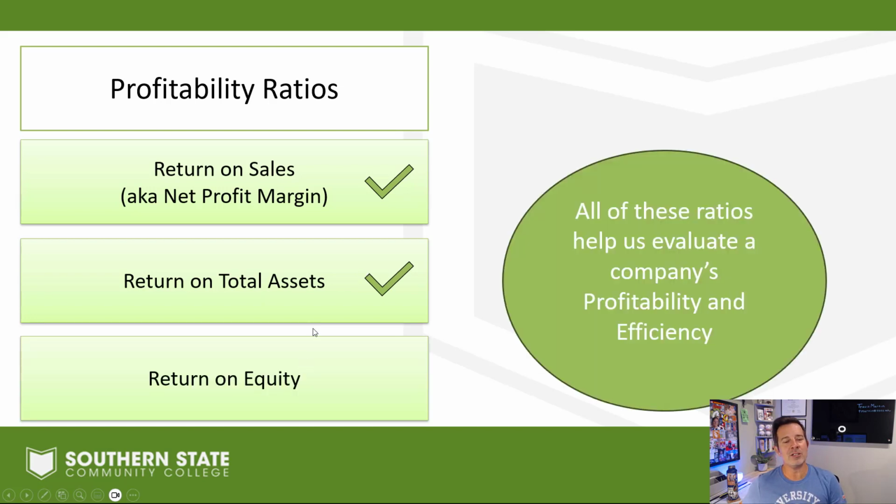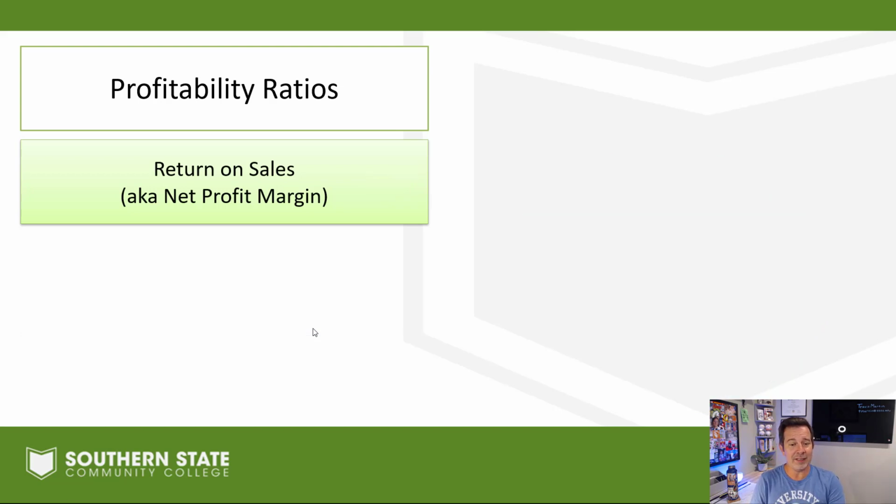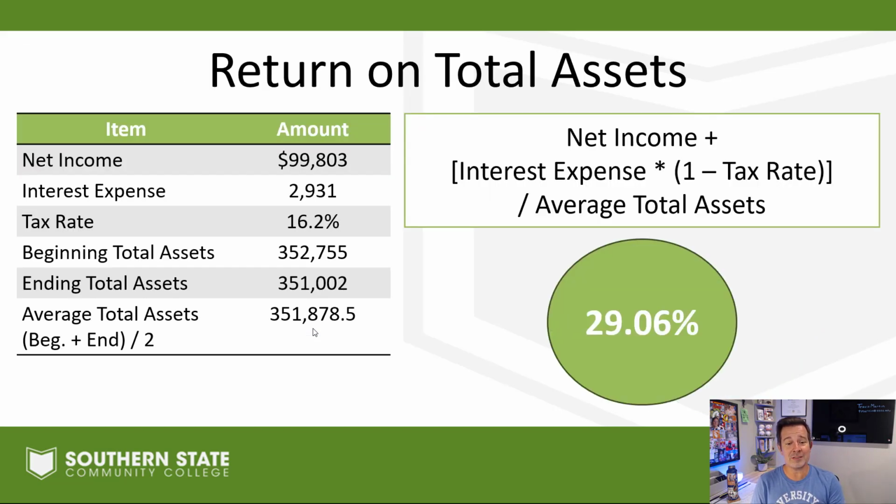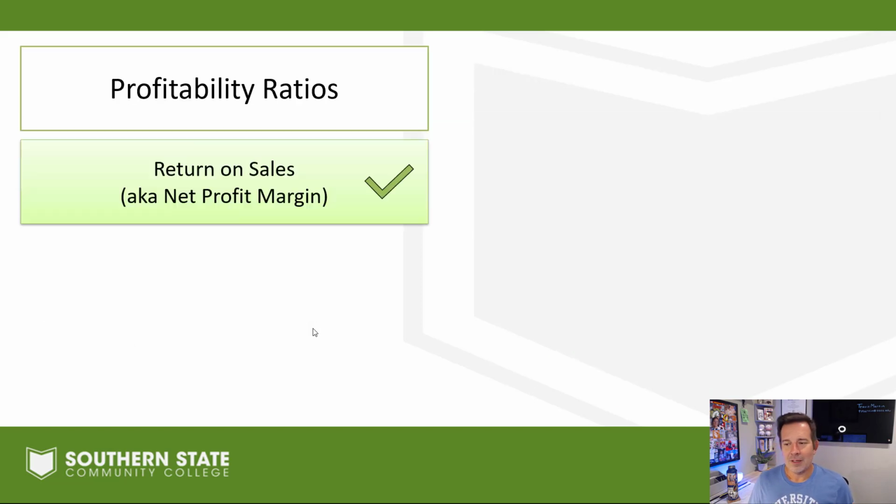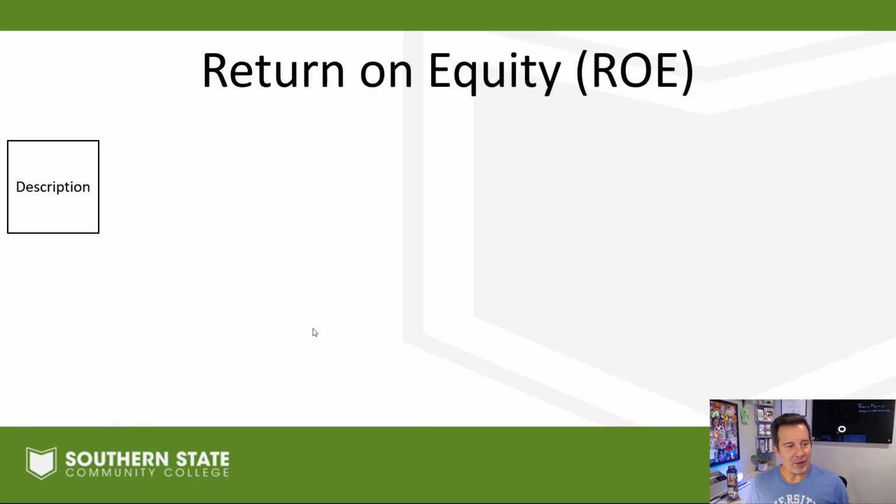And again, all these ratios are helping us evaluate the company's profitability and efficiency, and again, all the ratios, we want them to be high. We just calculated Apple's return on total assets as being 29%. Guess what? Next year, Apple would be thrilled if it was 30%, 31%, 32%, whatever the case might be. More is better. So finally, return on equity.